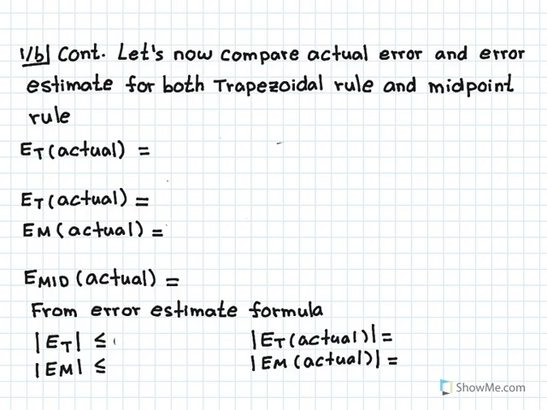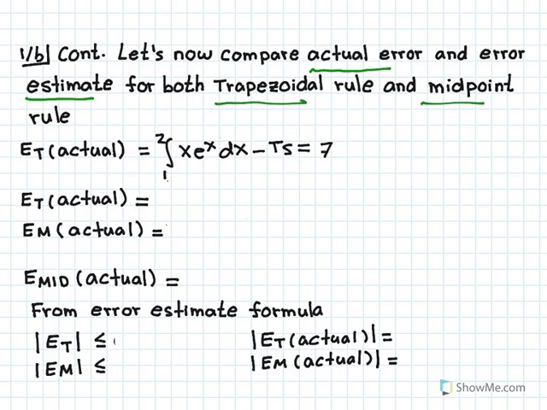All right, so let's now compare the actual error and the upper bound error estimate for both the trapezoidal rule and the midpoint rule. The exact error for the trapezoidal rule we can get from the difference between the definite integral from 1 to 2 of x e to the x dx, which we computed, by the way, using integration by parts, minus the trapezoidal approximation T5. This comes out to 7.38906 minus T5, which we calculated before, that's 7.44477.